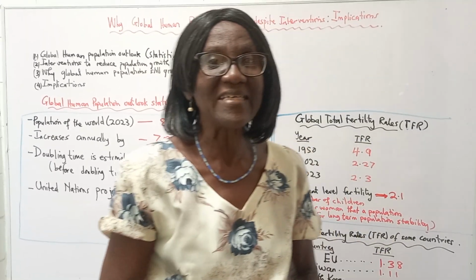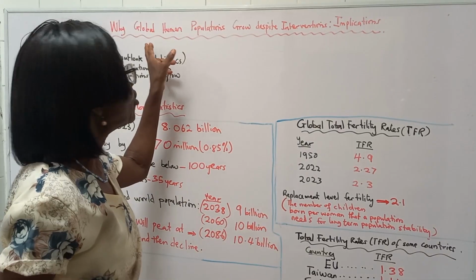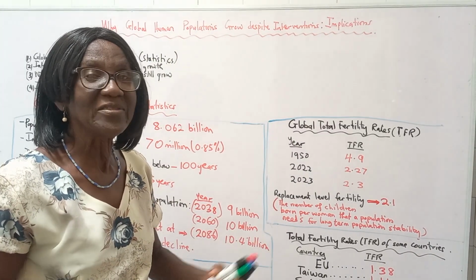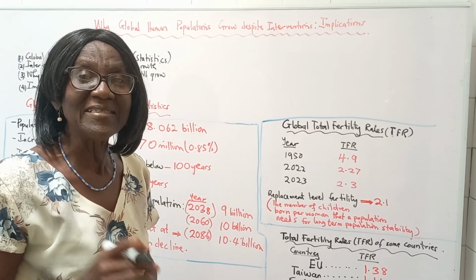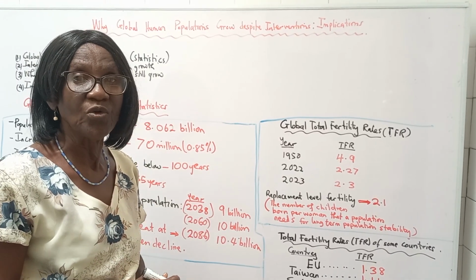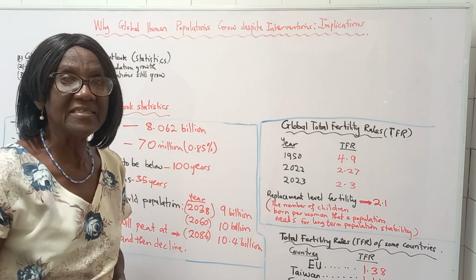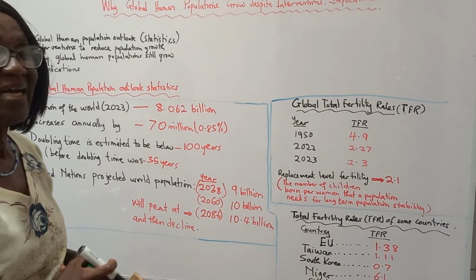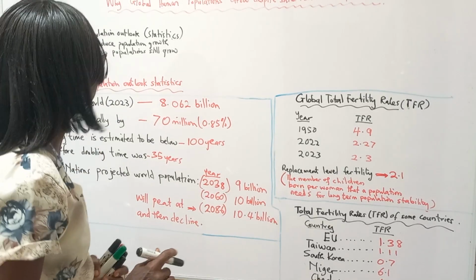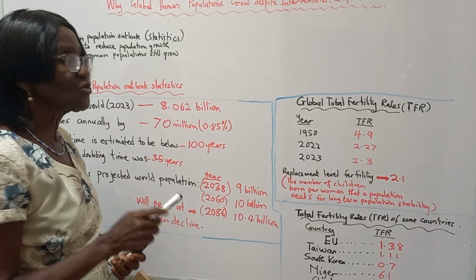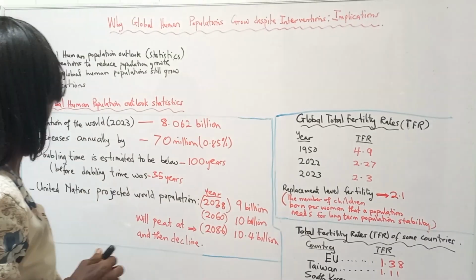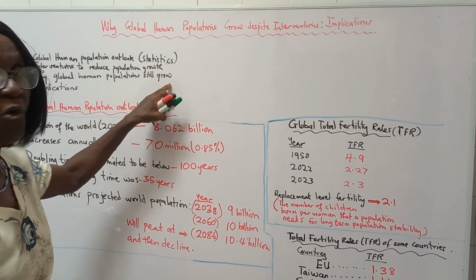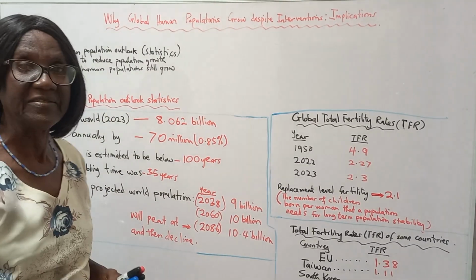Today we are discussing why global human populations grow despite all the interventions, and then the implications of the continual growth. In this lesson, we will look at global human population, we'll look at the outlook, we'll look at the statistics, we'll look at the interventions to reduce the population growth, and then we will talk about why human populations still grow and then the implications.